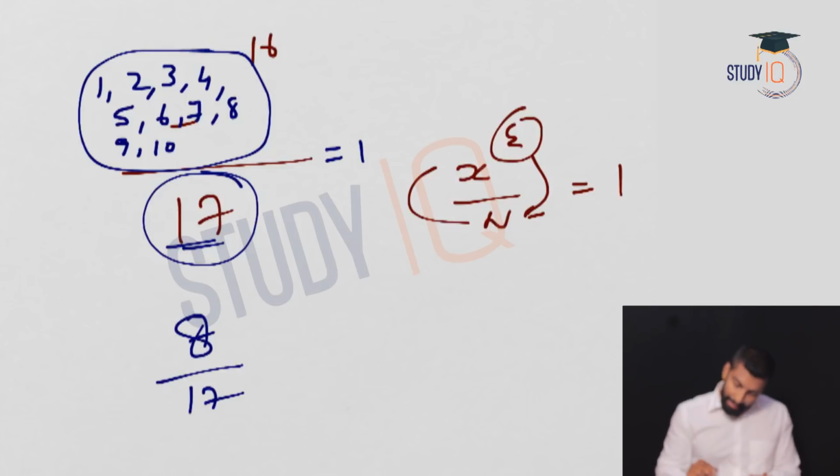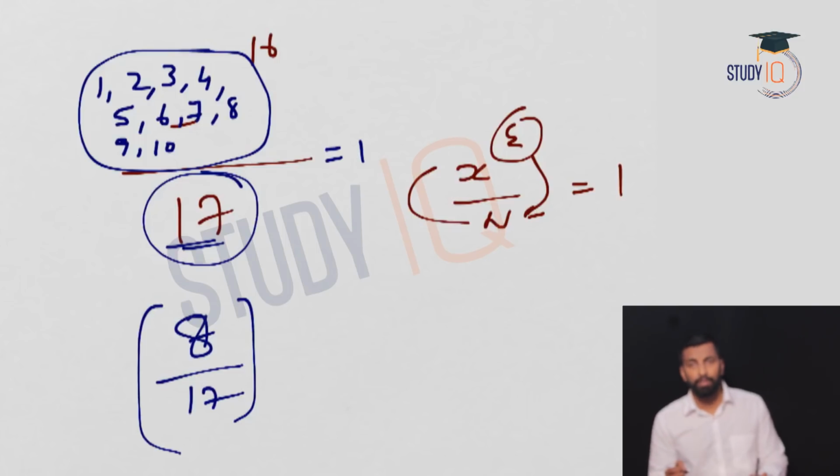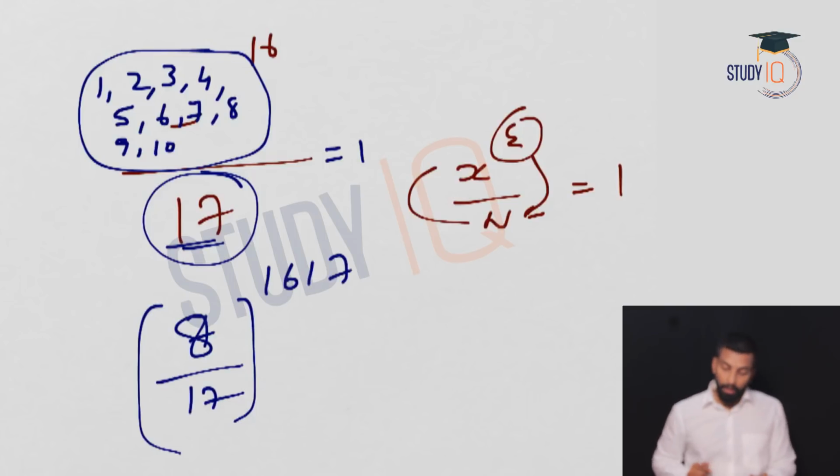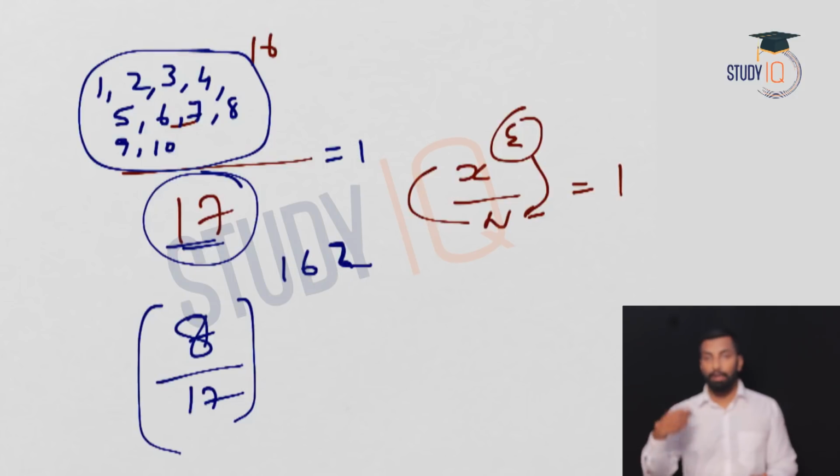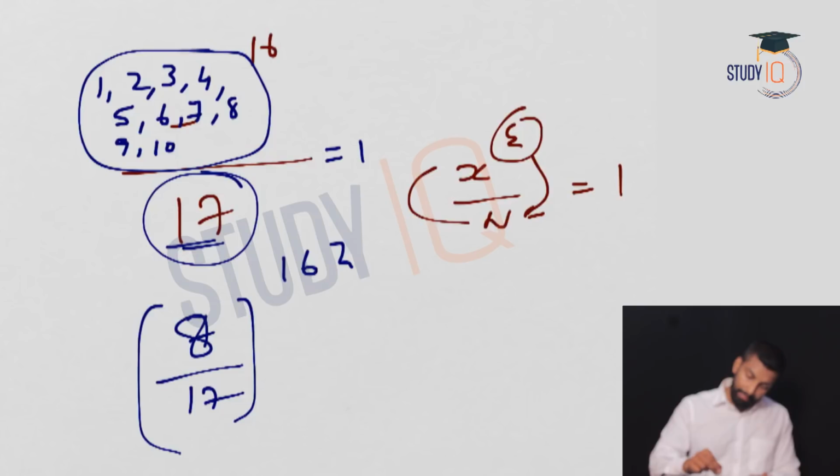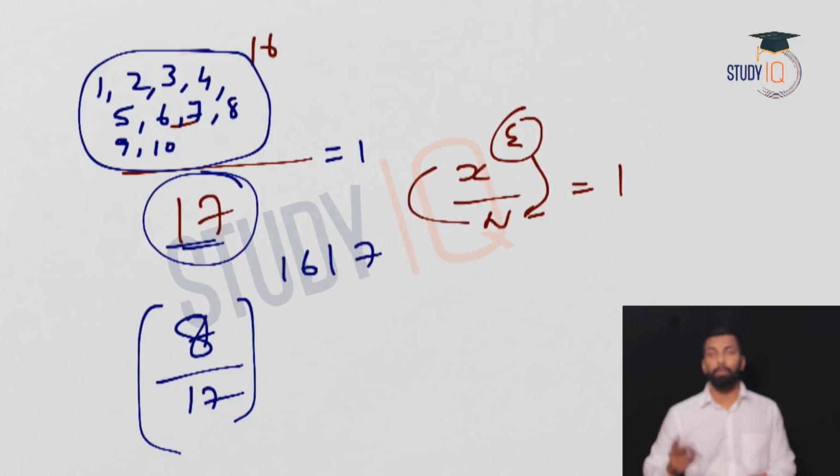Okay, I am taking 7. Or if you want, you can take 8. Let me fix 8. Then the power is 16 here. Let's change it to any power. If you want, you can write 1617, or 162 or 163. Or let's take 1617 itself. Not a problem for me.